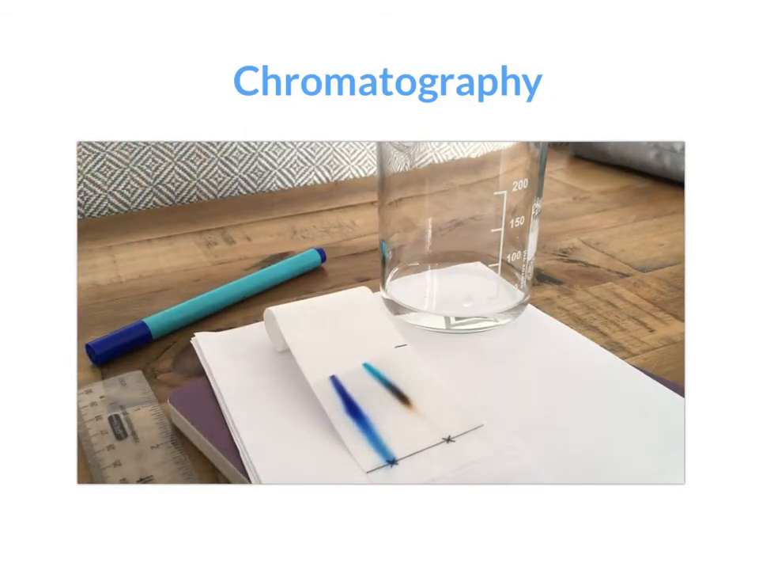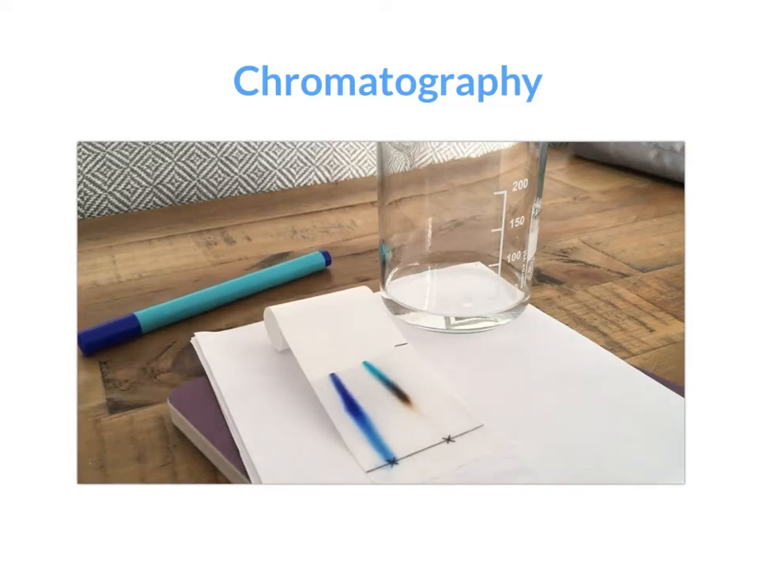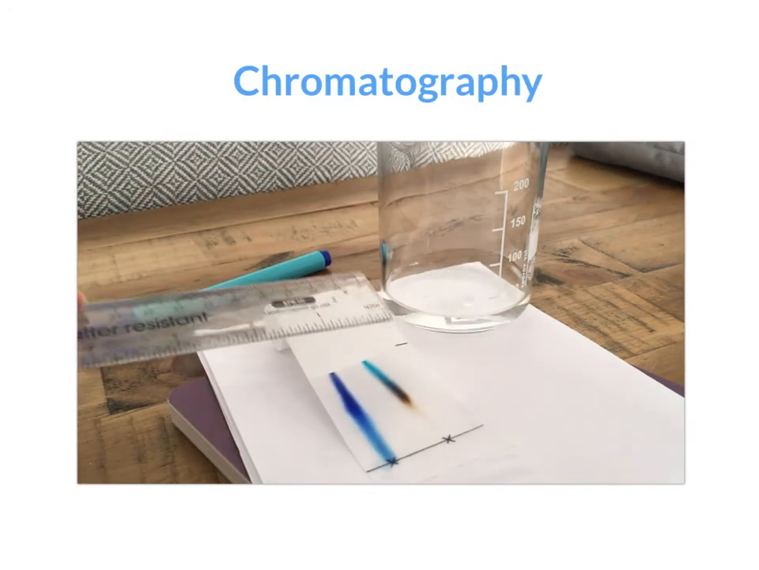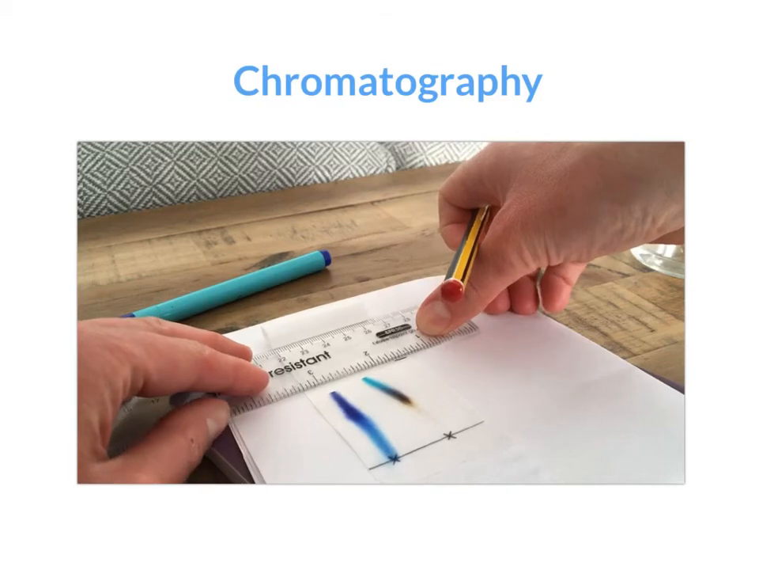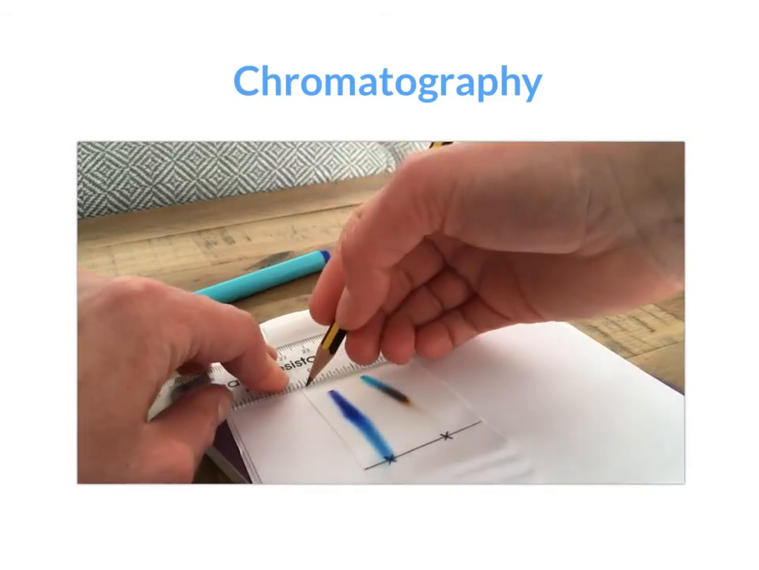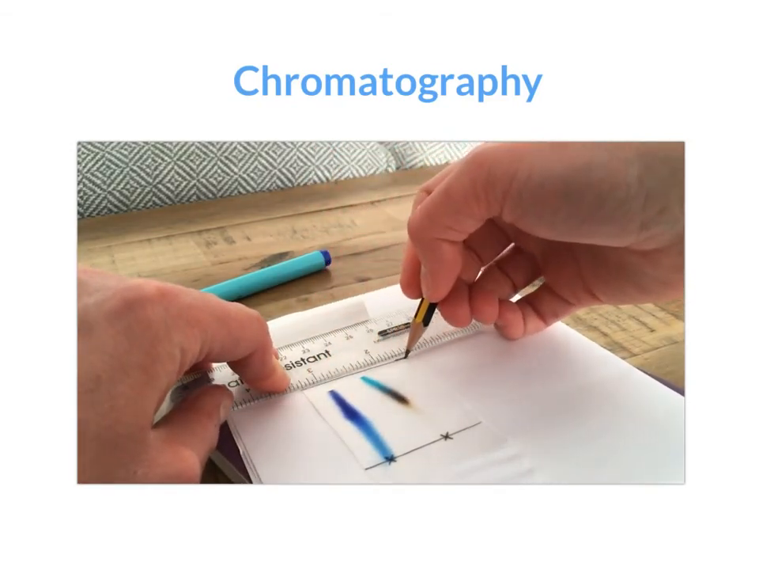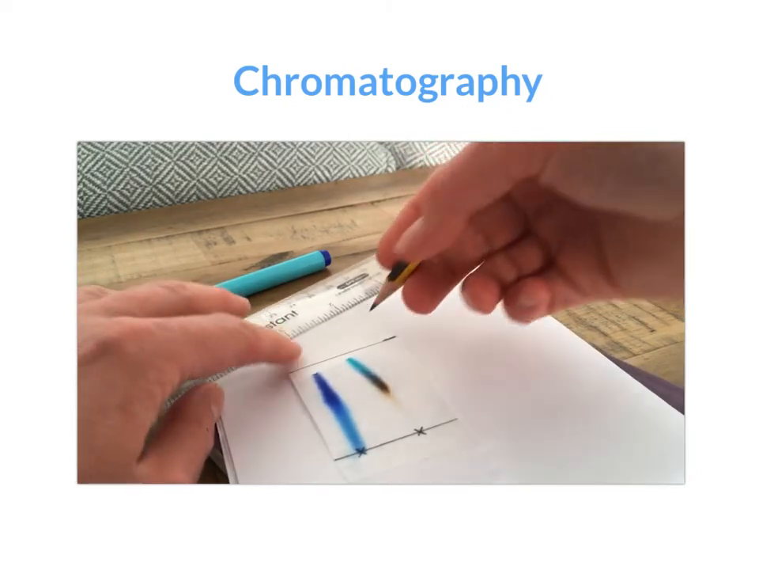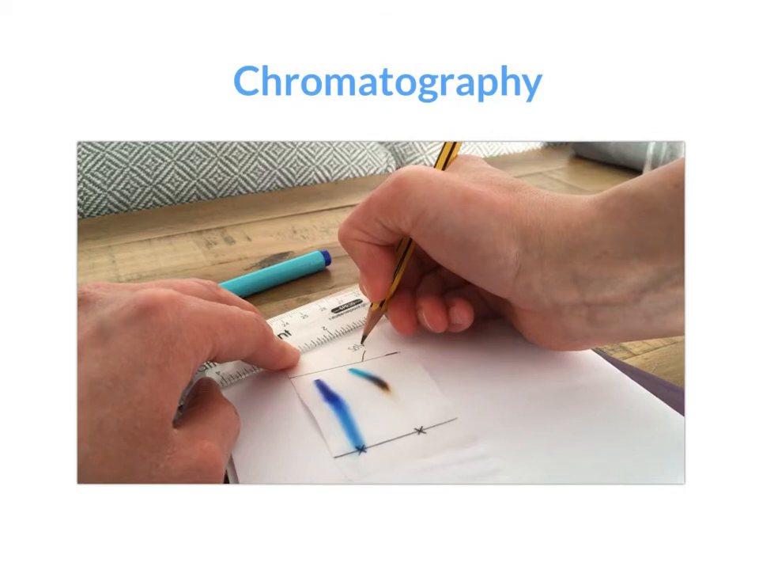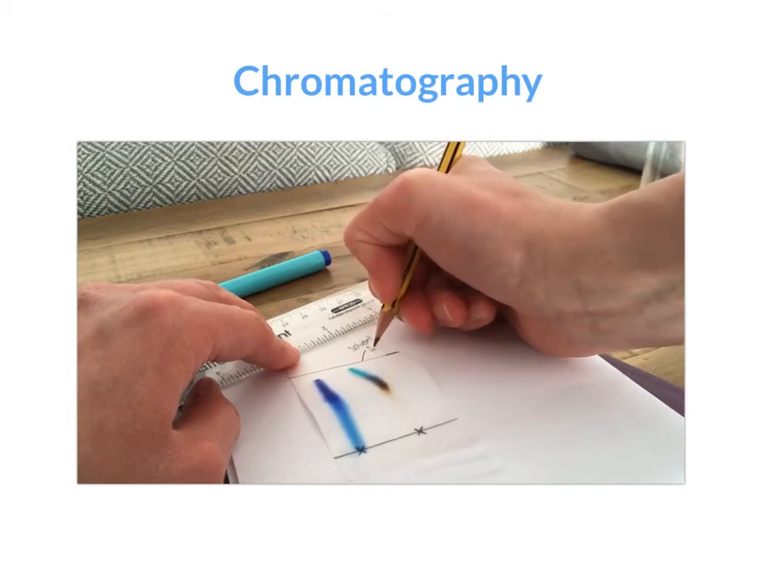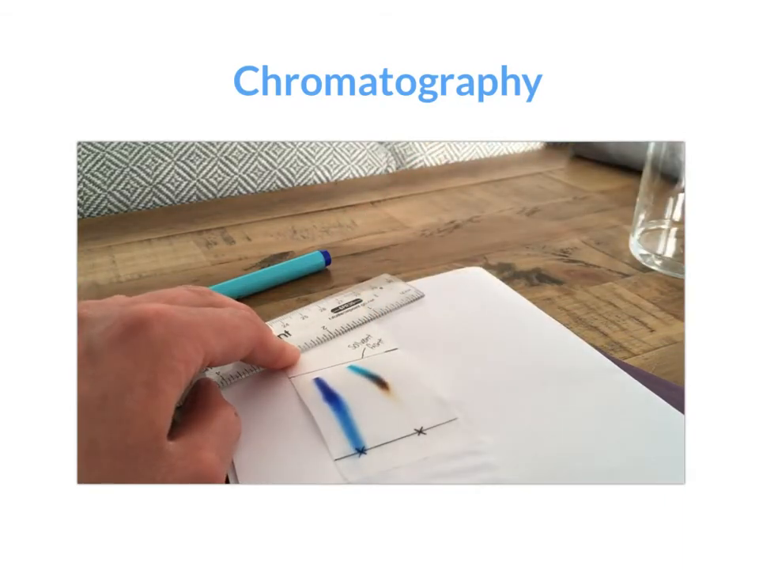But we mark where the water has got to, the solvent has got to. That's really, really important for when we calculate what we call our RF values. So move my beaker out of the way there, and what I want to do next is to just draw a straight line across. And that's the level to which my water got to. So this is what we call the solvent front. That's essentially how far the solvent travelled.